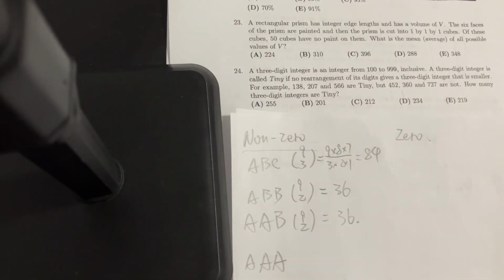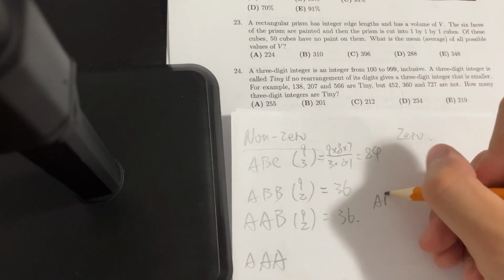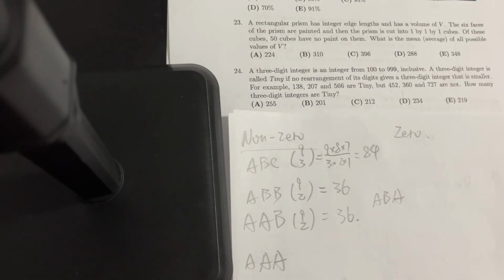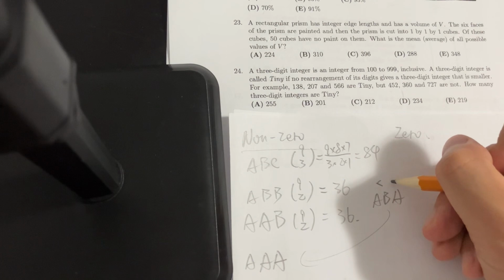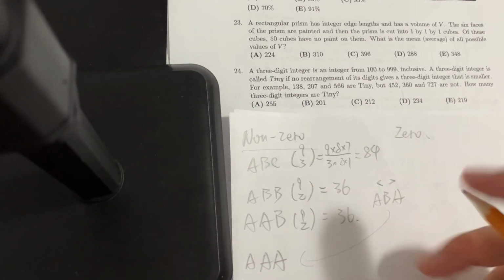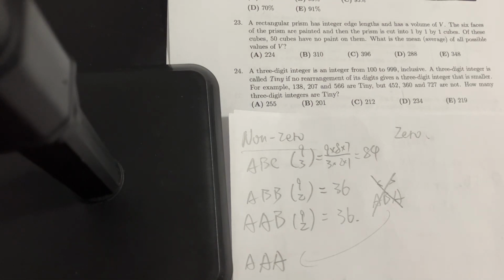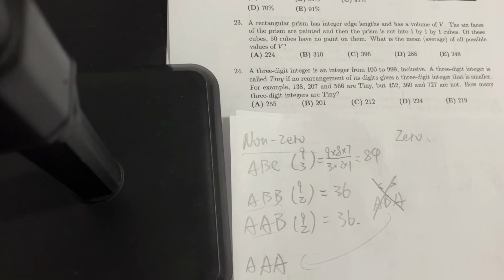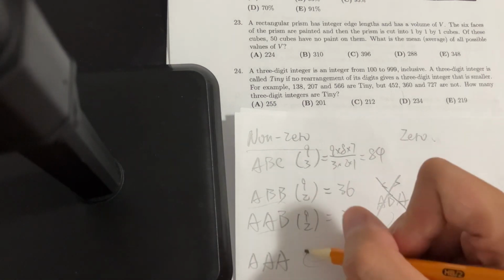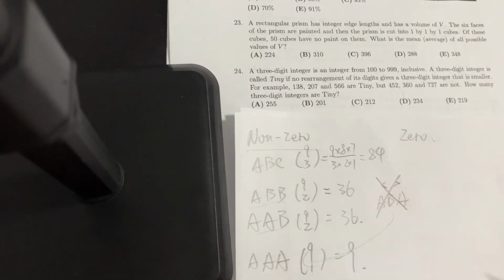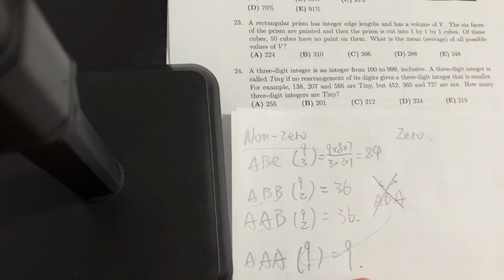Please keep in mind, there's no ABA. ABA is not okay, because if B is bigger than A, then B is bigger than the next A, and this is not tiny anymore. So this one shouldn't be counted. That's why we've got only ABB and AAB, these two formats, and each of them would give 36. And how about AAA? Of course, it's just 9 of them. So that's everything for the non-zero part.